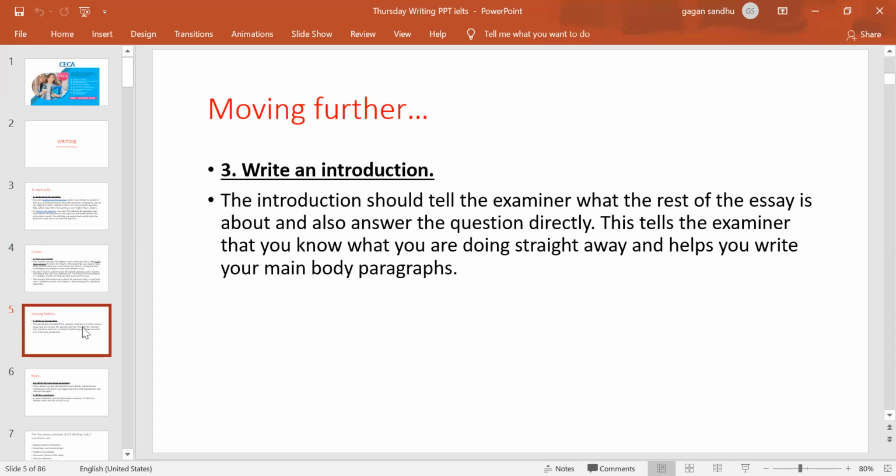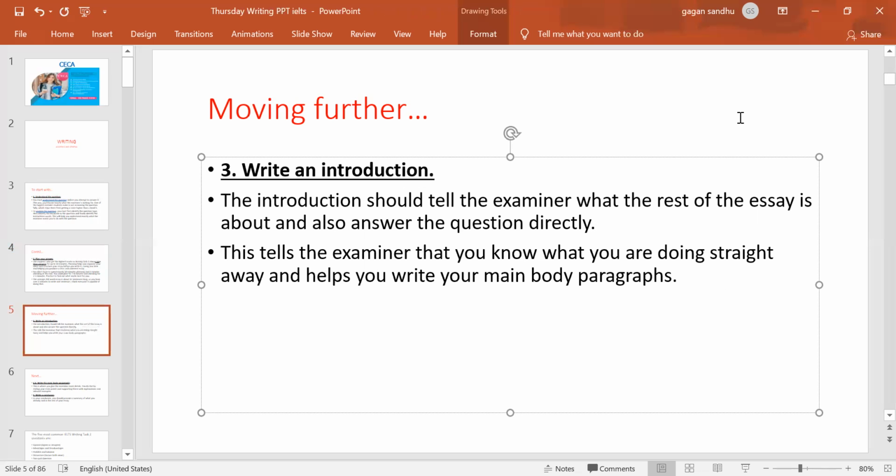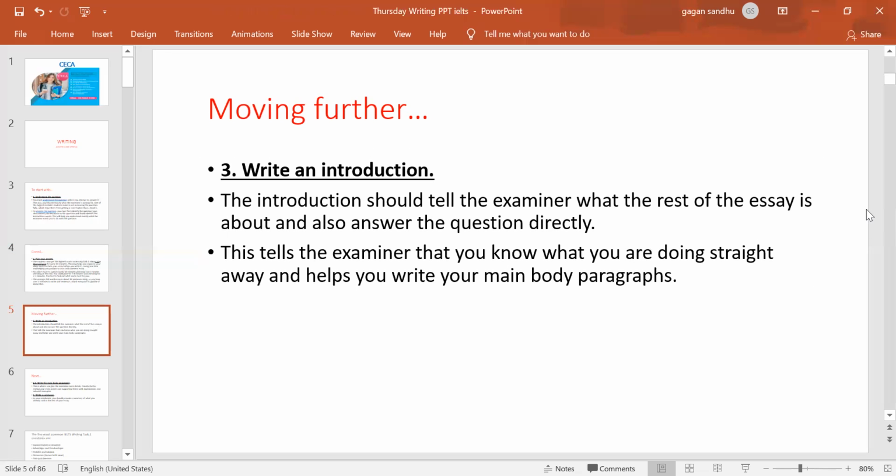So these are the two things the examiner looks for in your essay, and if these are there, your introduction will be considered a complete introduction, which will receive good marks on the content of the introduction, right? So this tells the examiner straightaway that you know what you are doing, and helps you write your main body paragraphs. That's why it is very important how you write your introduction, so you're not missing these two important factors in it.